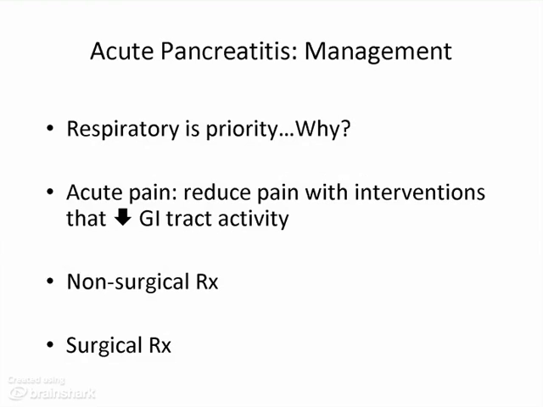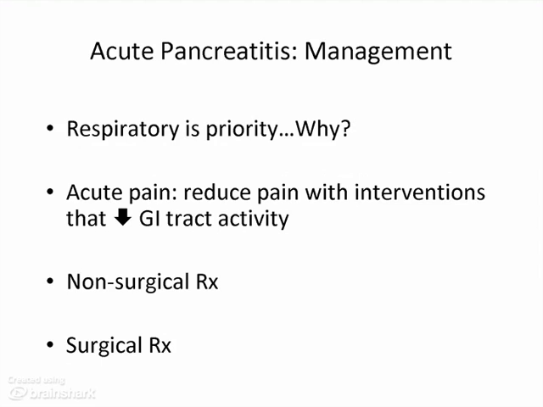Respiratory support is going to be a priority in the initial phases of acute pancreatitis. This patient is going to be at risk for sepsis, SIRS, and then ARDS. They also have poor respiratory effort because of the pain that they're experiencing. Acute pain is our secondary problem.